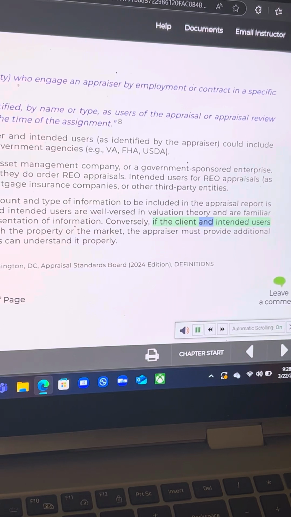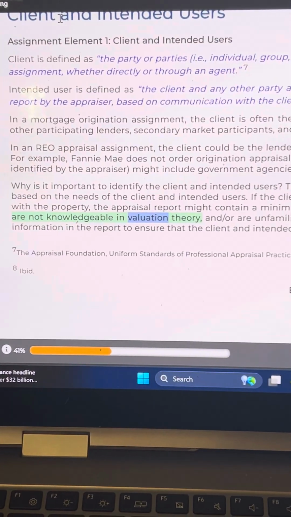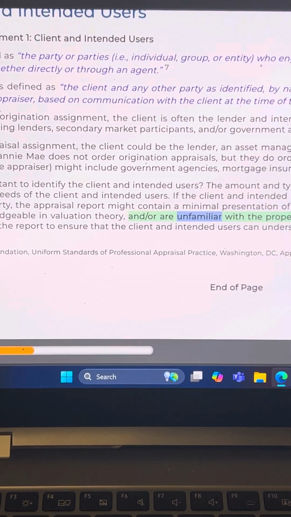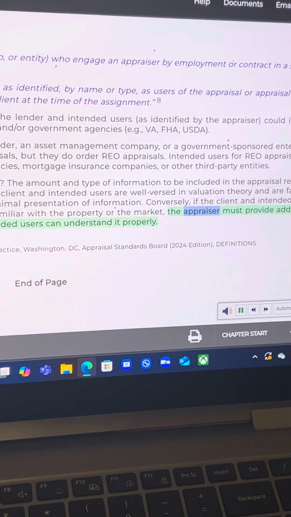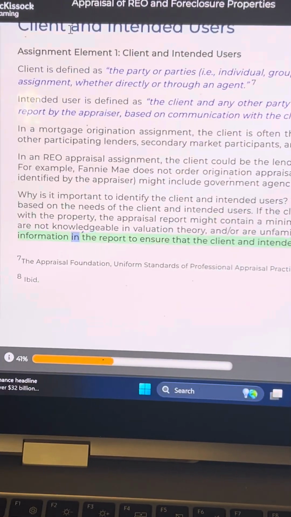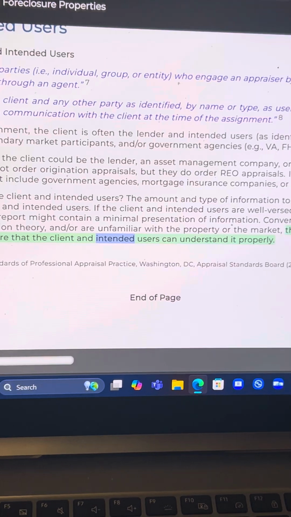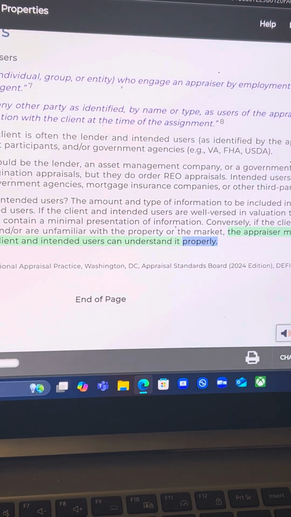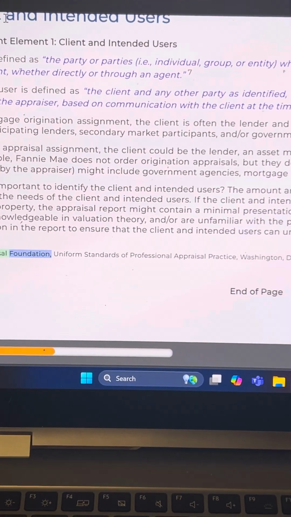Conversely, if the client and intended users are not knowledgeable in valuation theory and/or are unfamiliar with the property or the market, the appraiser must provide additional information in the report to ensure that the client and intended users can understand it properly.